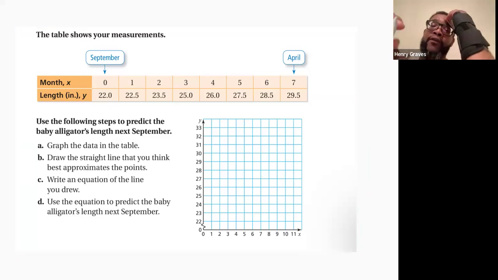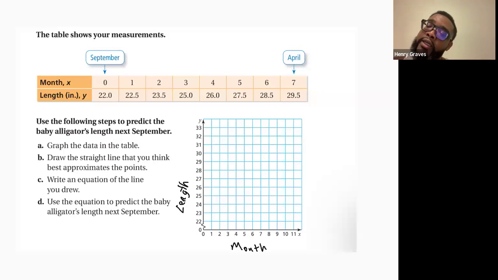Okay, so this first one here, they want us to graph the data. So I'm just simply going to note that my bottom, which is my X numbers, is going to be the months. So I'm going to label that. And the side is going to be the length. Remember, we have the length in inches.